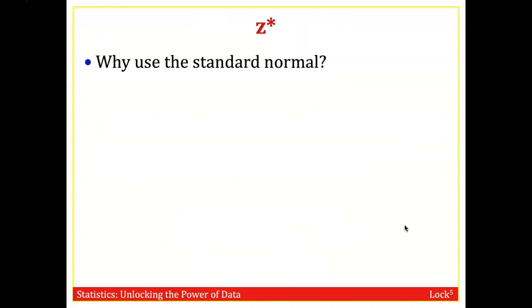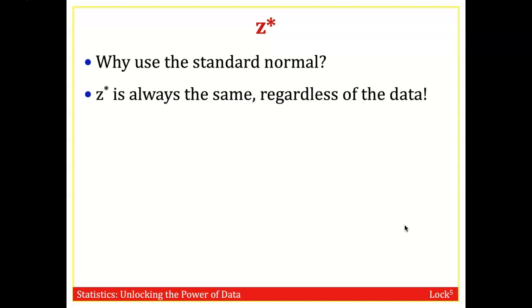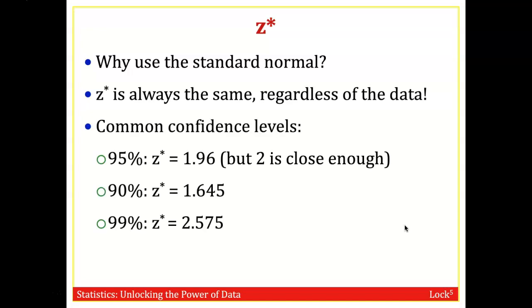Okay. So why use the standard normal? Z-star is always the same regardless of the data, so we don't have to run the simulation to get the value of z-star. We're just using it to get the standard error. So for the Hall of Fame, as I was saying, at 1.96, it's approximately 2, but in general we'll use the 1.96 to be more precise.